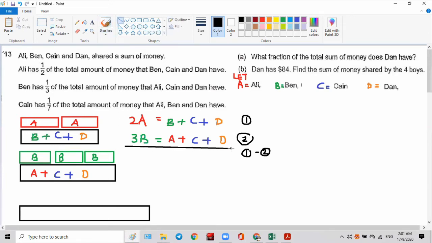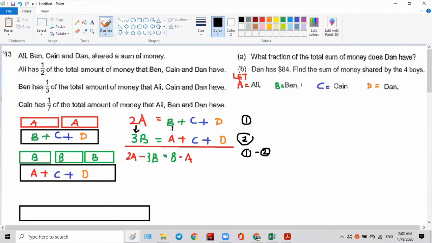So when we do a minus, you will have, well, here 2A minus 3B on the left-hand side, and that will equal B minus A. Okay, that means we are doing better with this guy, 2A minus 3B.